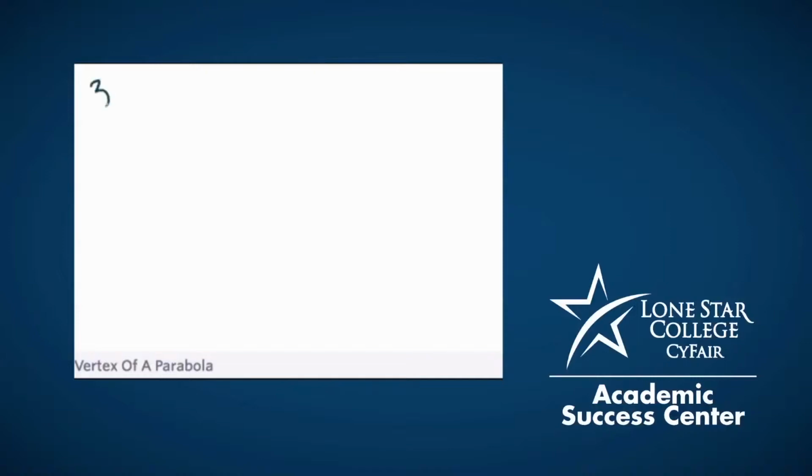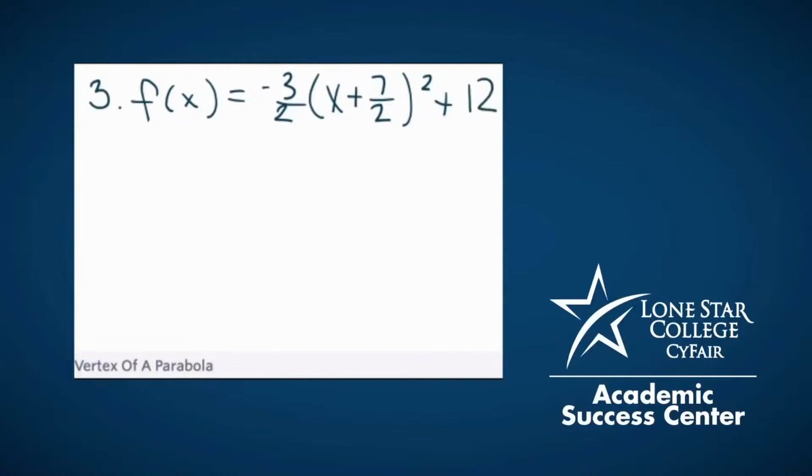Example 3 of this type. F of x equals a negative 3 halves, x plus 7 halves, squared, plus 12. Your vertex comes from what's inside with the x. It's from our formula, and it's the opposite sign, so we would actually have a negative 7 halves for our h. Our k comes down with the sign that it has. It's a positive 12. So our vertex here is a negative 7 halves, comma 12.